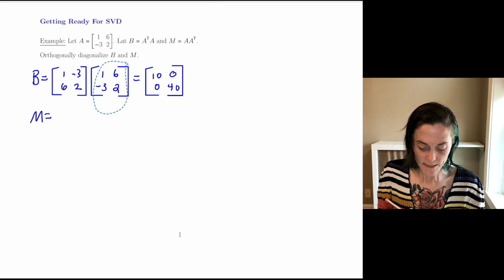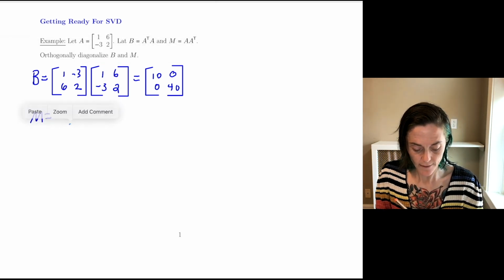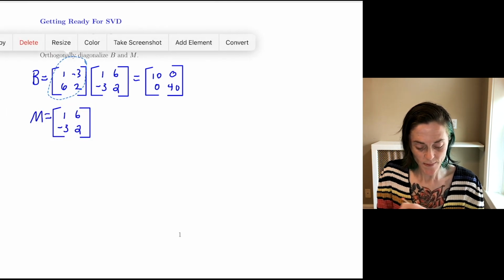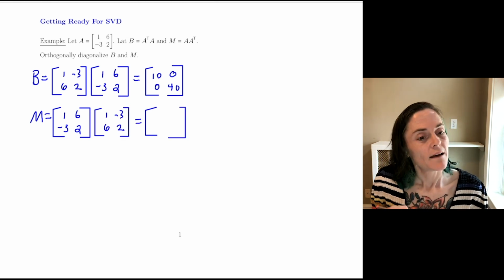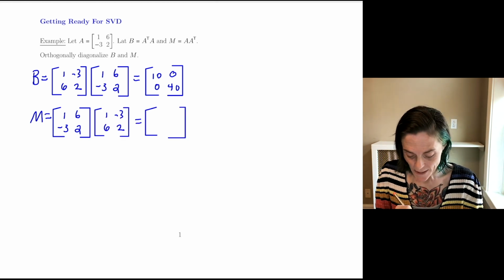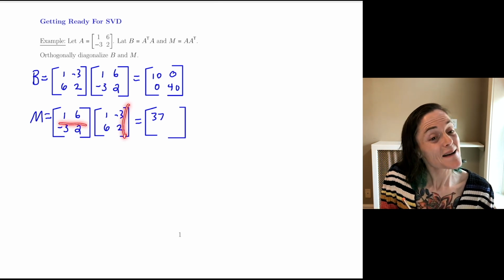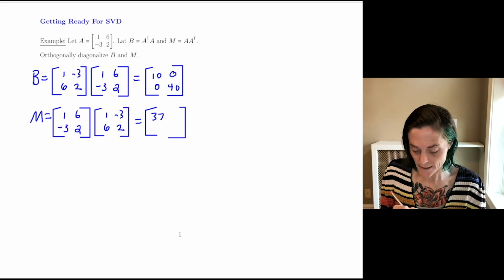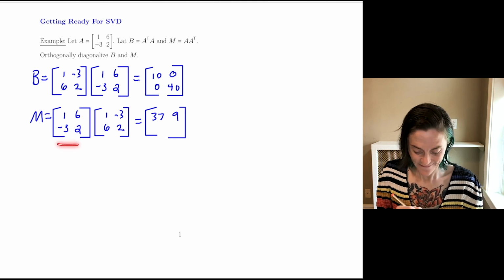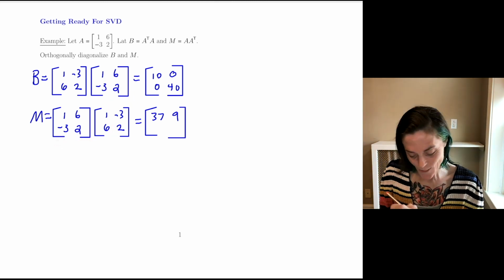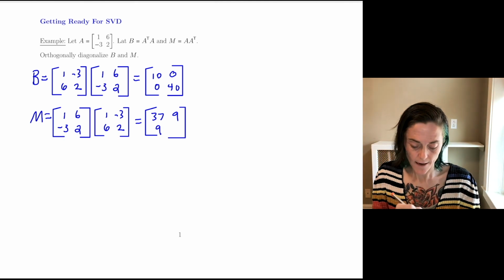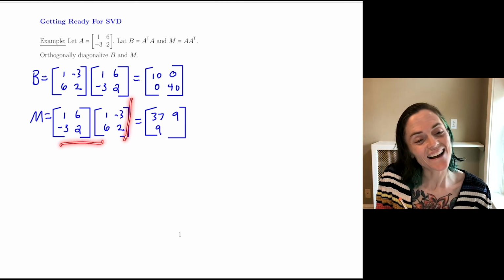But let's go ahead and calculate M. Well, we just multiply in the other direction. We take A times A transpose. I have 36 plus 1, which is 37. And then here I have minus 3 plus 12, which is 9. Minus 3 plus 12, which is 9. And then finally we have 9 plus 4, which is 13.